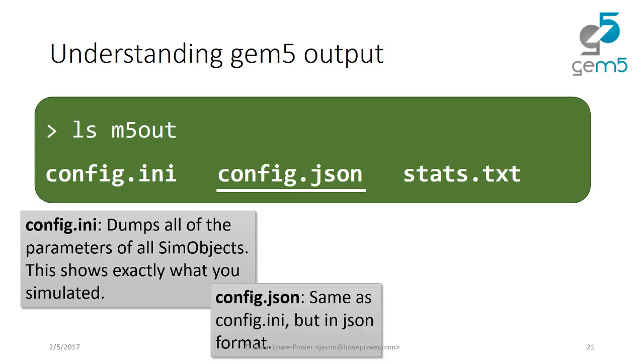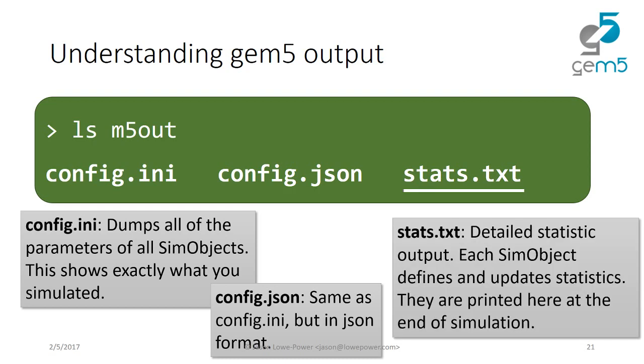The JSON version is the same thing, but a different format that's more difficult for humans to read. And then there's stats.txt, which is the most important file, which gives you detailed statistical output. Every sim object can define some stats, and these get dumped out whenever you call dump stats or at the end of simulation. And they get dumped into this file.